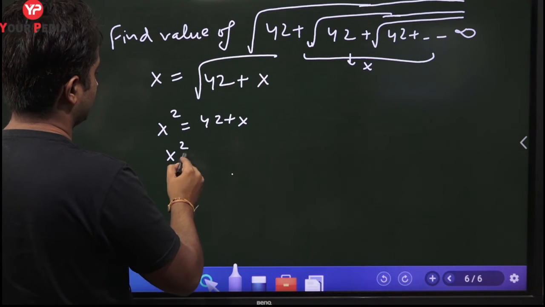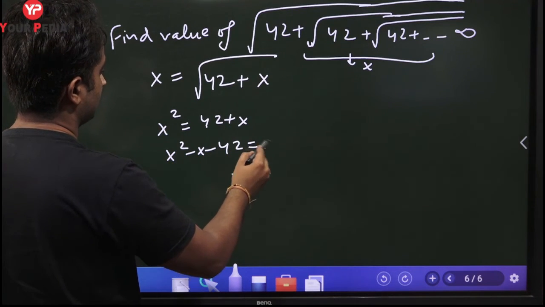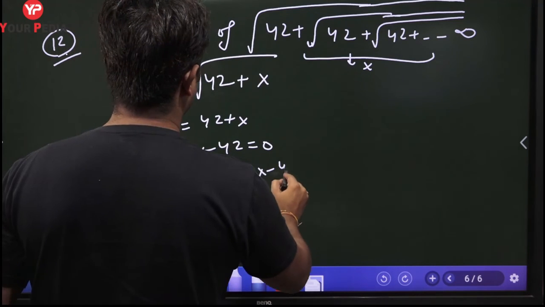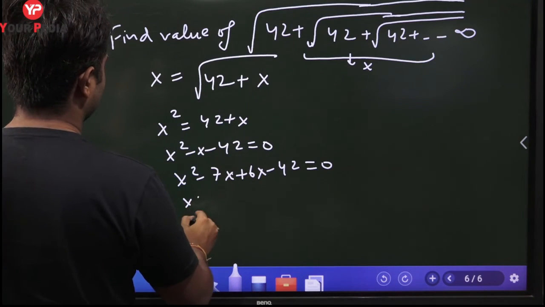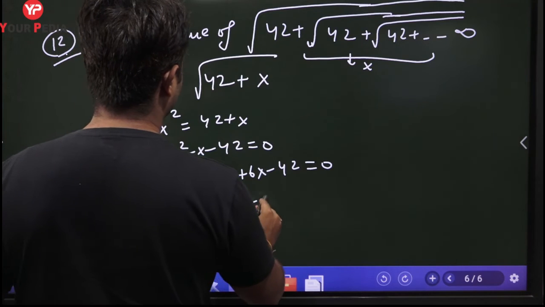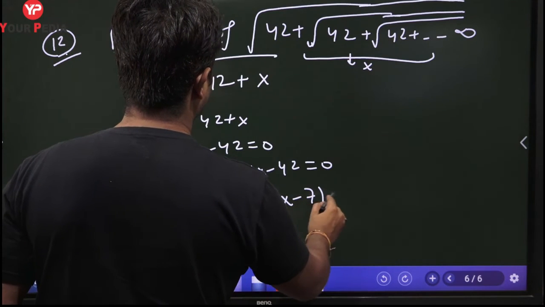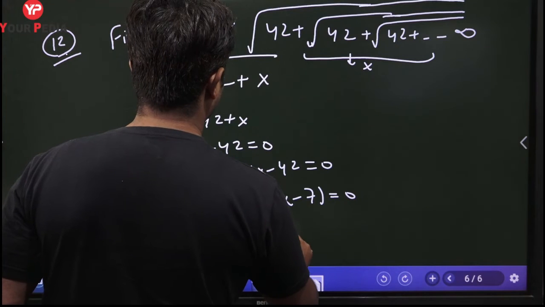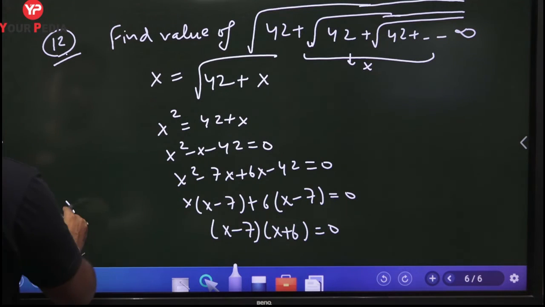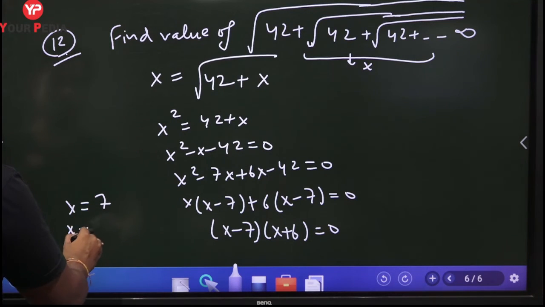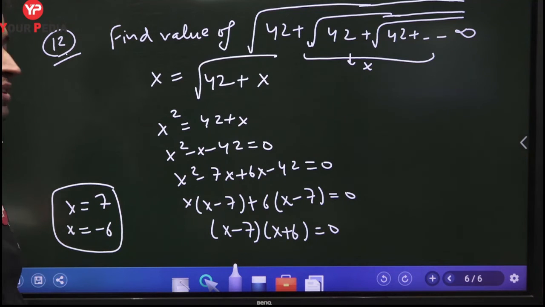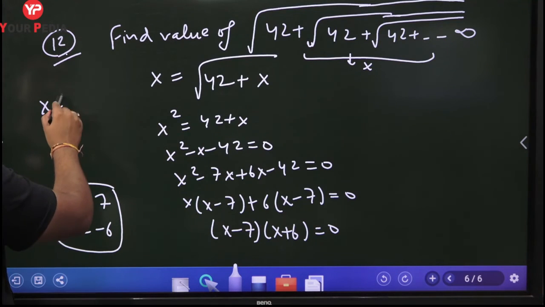So X square minus X minus 42 is equal to 0. X square minus 7X plus 6X minus 42 is equal to 0. X into (X minus 7) plus 6 into (X minus 7) is equal to 0. (X minus 7) into (X plus 6) is equal to 0. X is equal to 7, X is equal to minus 6. So what will my answer be? X is equal to 7.